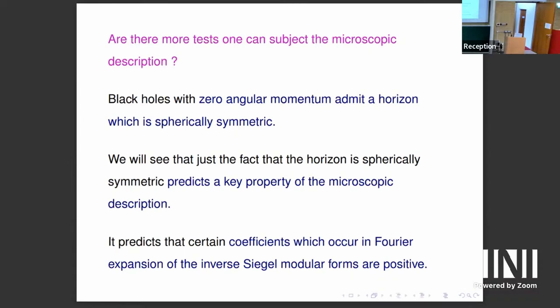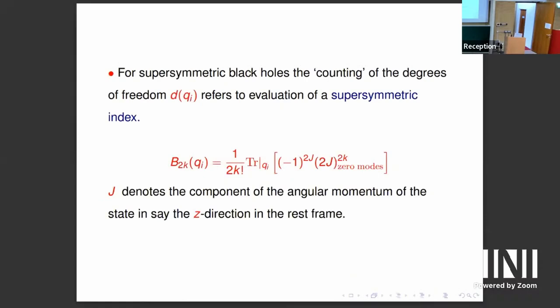Now we'll see, that's what I try to show, that just the fact that we have the spherically symmetric horizon predicts an important property of the Siegel modular form. It predicts that certain Fourier expansions of the Siegel modular form are positive. So let's see how it goes. And this will also help us to understand what we are actually doing.